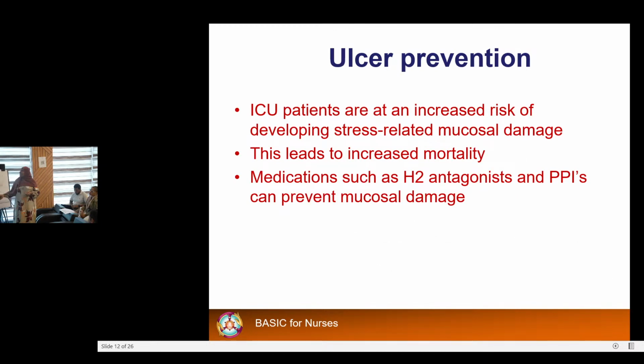Our patients have stress related mucosal damage, also due to hypoxia, and that increases mortality. So we use PPI and H2 antagonists. What is the most common PPI you are using? Panto, huh? And H2 antagonists, we used it before. Now, famotidine. We use ranitidine and cimetidine. Good name.